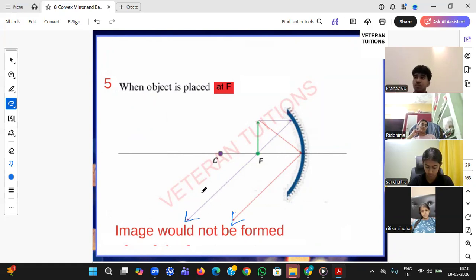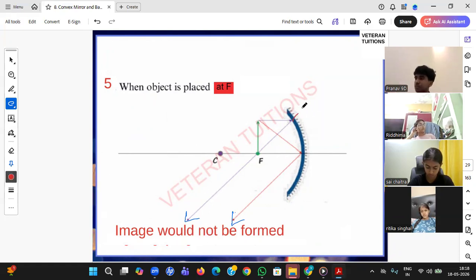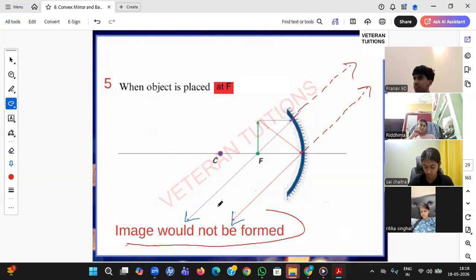They can never meet. Sir, can't you extend backside? So I have extended backside also. Extended the reflected ray, I tried the backside also. Backside also they are not meeting each other. That's the reason we should consider the image would not be formed. Image would not be formed.